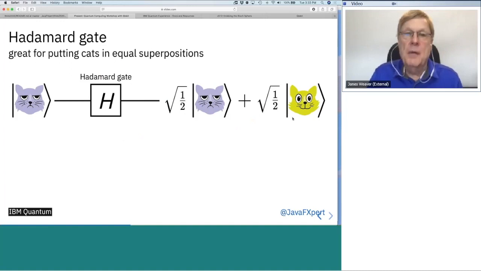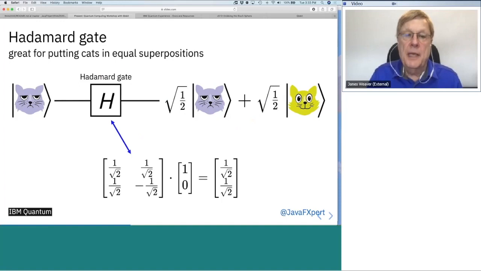And so we can model the Hadamard gate with this matrix. Take the grumpy cat, pick out the first column of the matrix, and put it over here: the square root of 1/2. So this is the same thing as the square root of 1/2, just different notation. Square root of 1/2 grumpy, square root of 1/2 happy. Equal superposition.